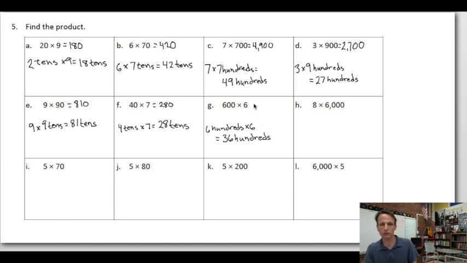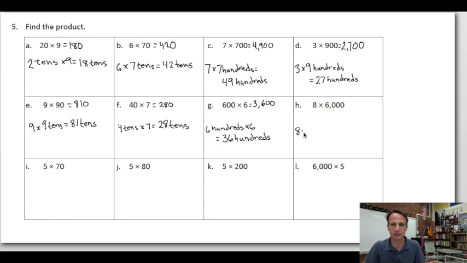Okay, and so to write that in standard form as our answer up here, picture 3, 6. The 6 is in the hundreds place. 3, 6, 0 tens, 0 ones. 3, 6, 0, 0, 3,600.